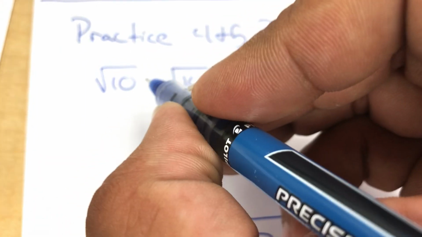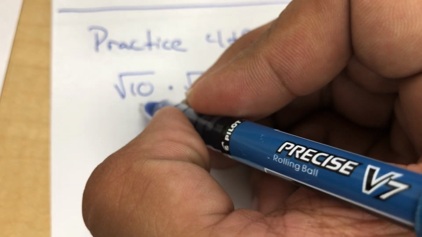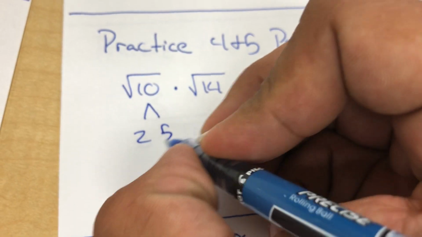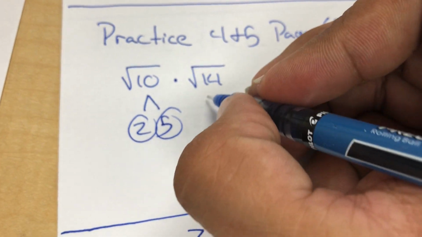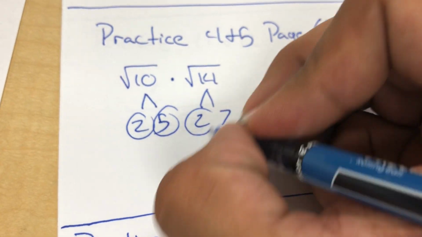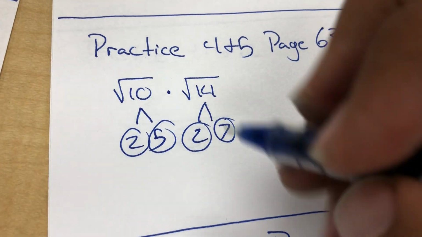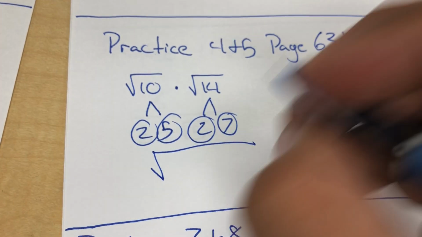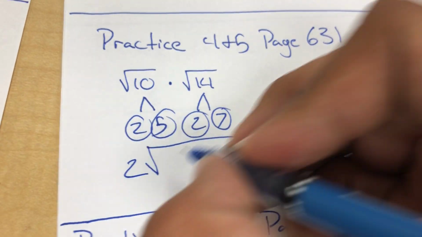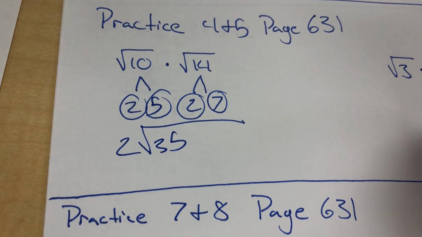This one, the square root of 10 and the square root of 14. This comes out to 2, 5. I'm done. This comes out to 2, 7. I'm done. Actually, I should have given you some time. Man, I'm not used to this. So this comes out to a 2 on the outside and a 35 on the inside.